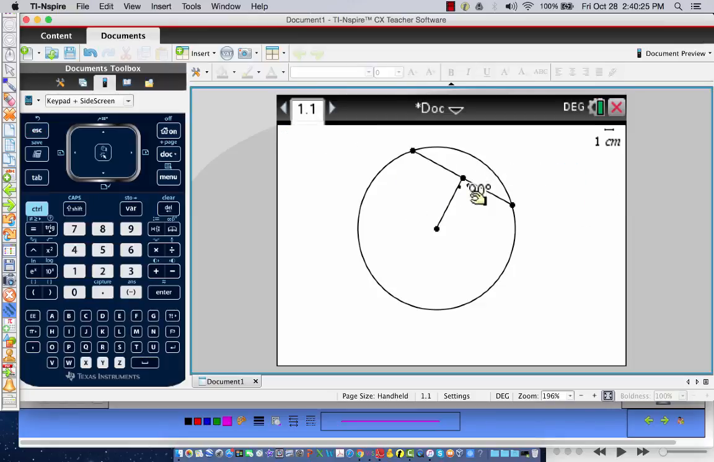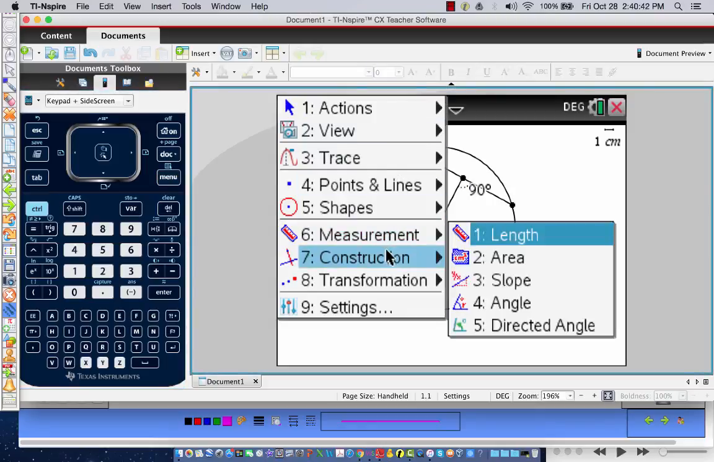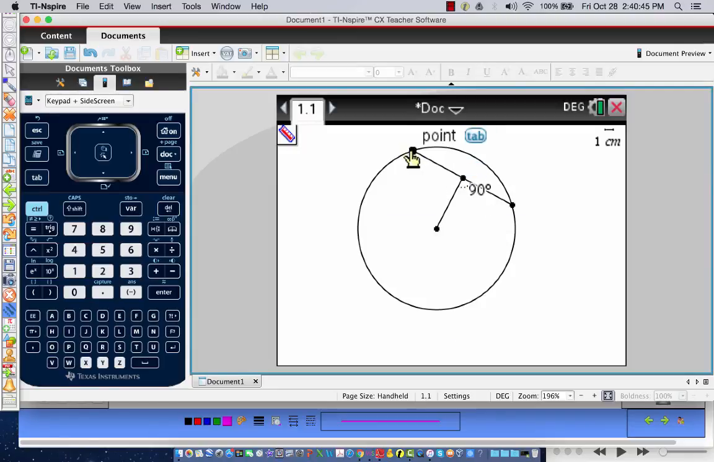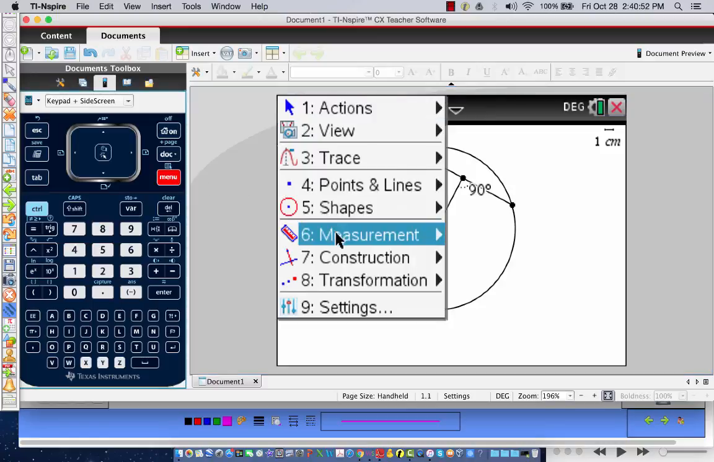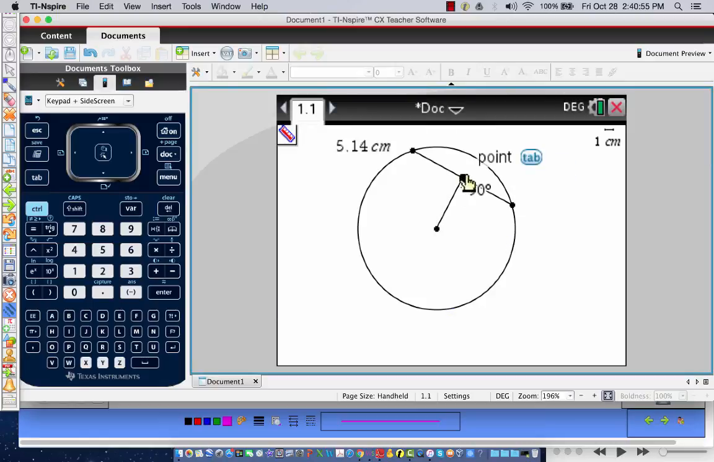And then the whole point of the theorem is that the distance from here to here is the same as the distance from here to here. In other words, if I draw a perpendicular line segment from the center to a chord, it bisects the chord. So let's go ahead and measure that. Measure length. So from this point to this point is 5.14 centimeters. Length from this point to this point, you will see, is also 5.14 centimeters.